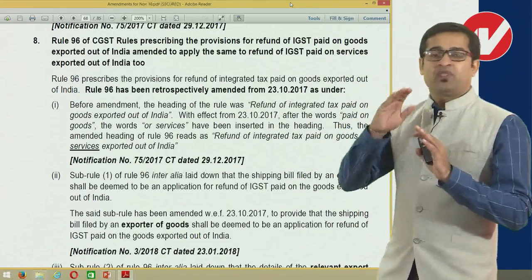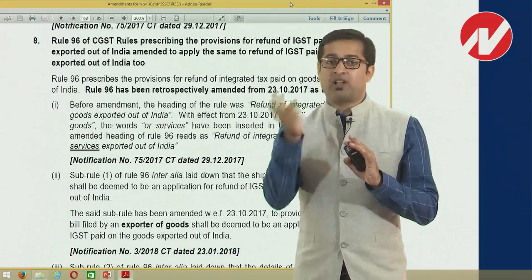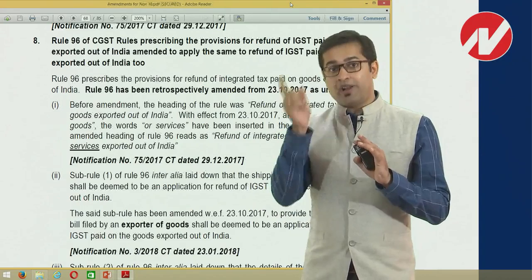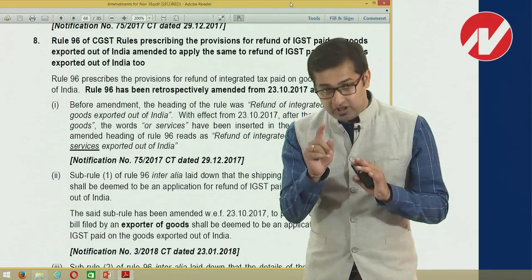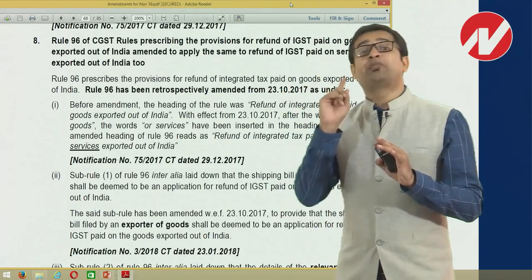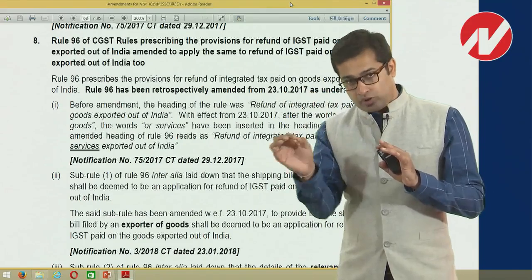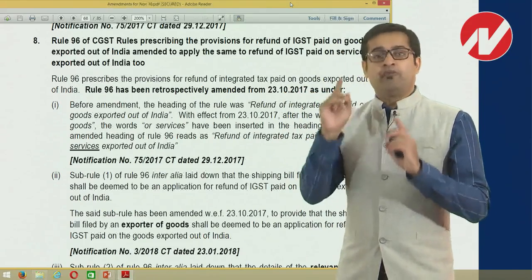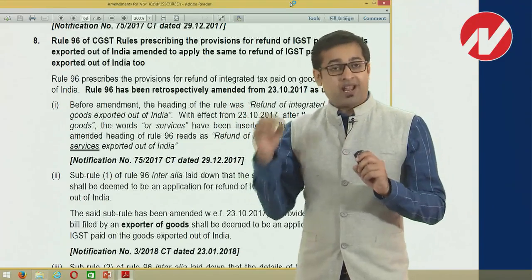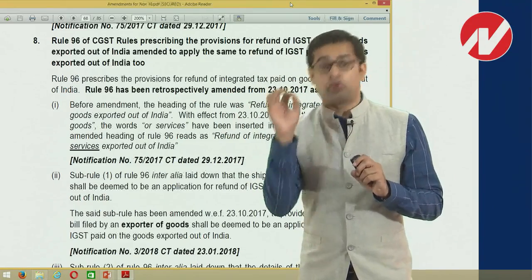So we have two options to export goods: one is export with payment of tax, another is export without payment of tax. We are talking about export with payment of tax, in relation to which we have paid IGST at the time of export of goods, and whatever IGST we have paid will be refunded to us, for which all the procedural aspects were given in Rule 96. But as mentioned, it is purely in relation to export of goods outside India.